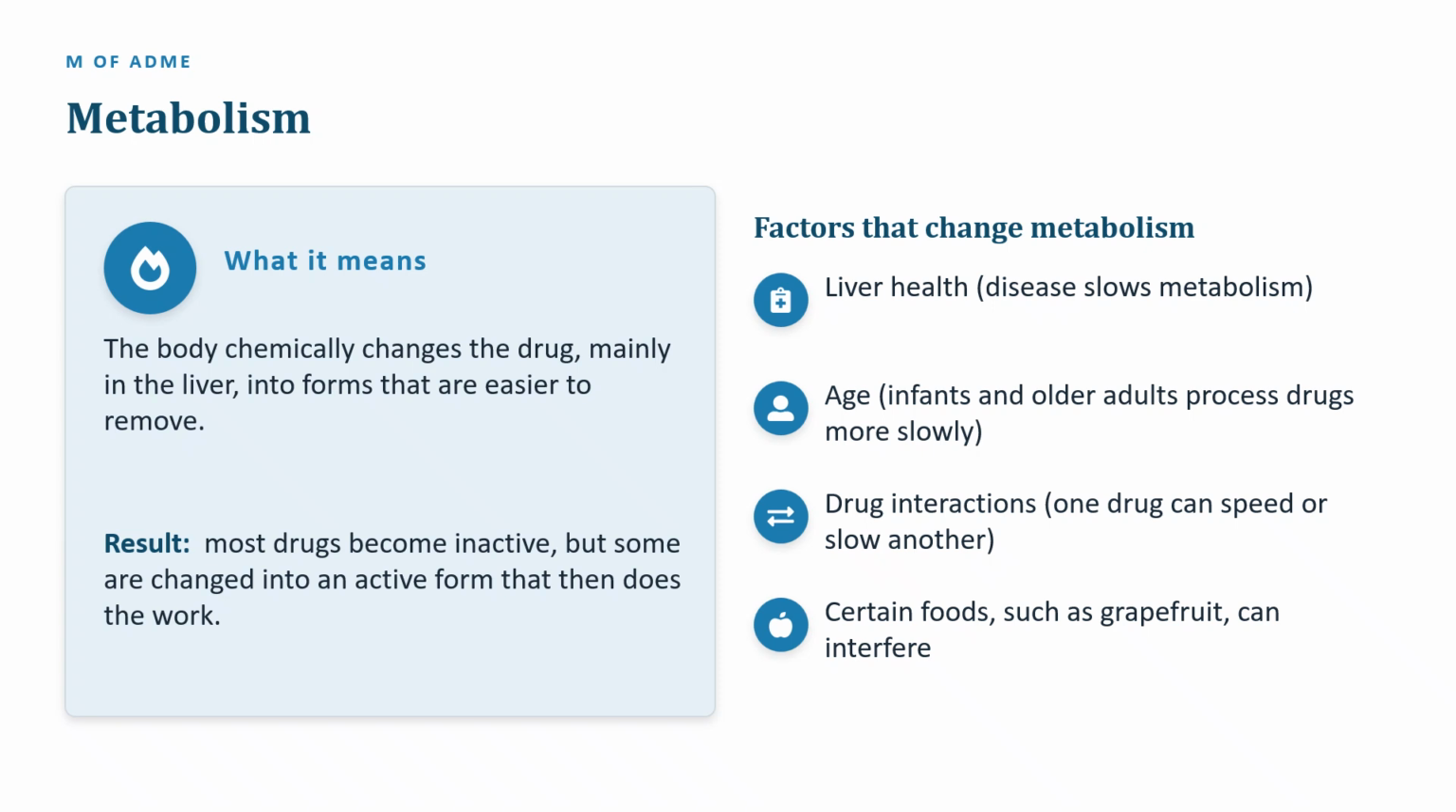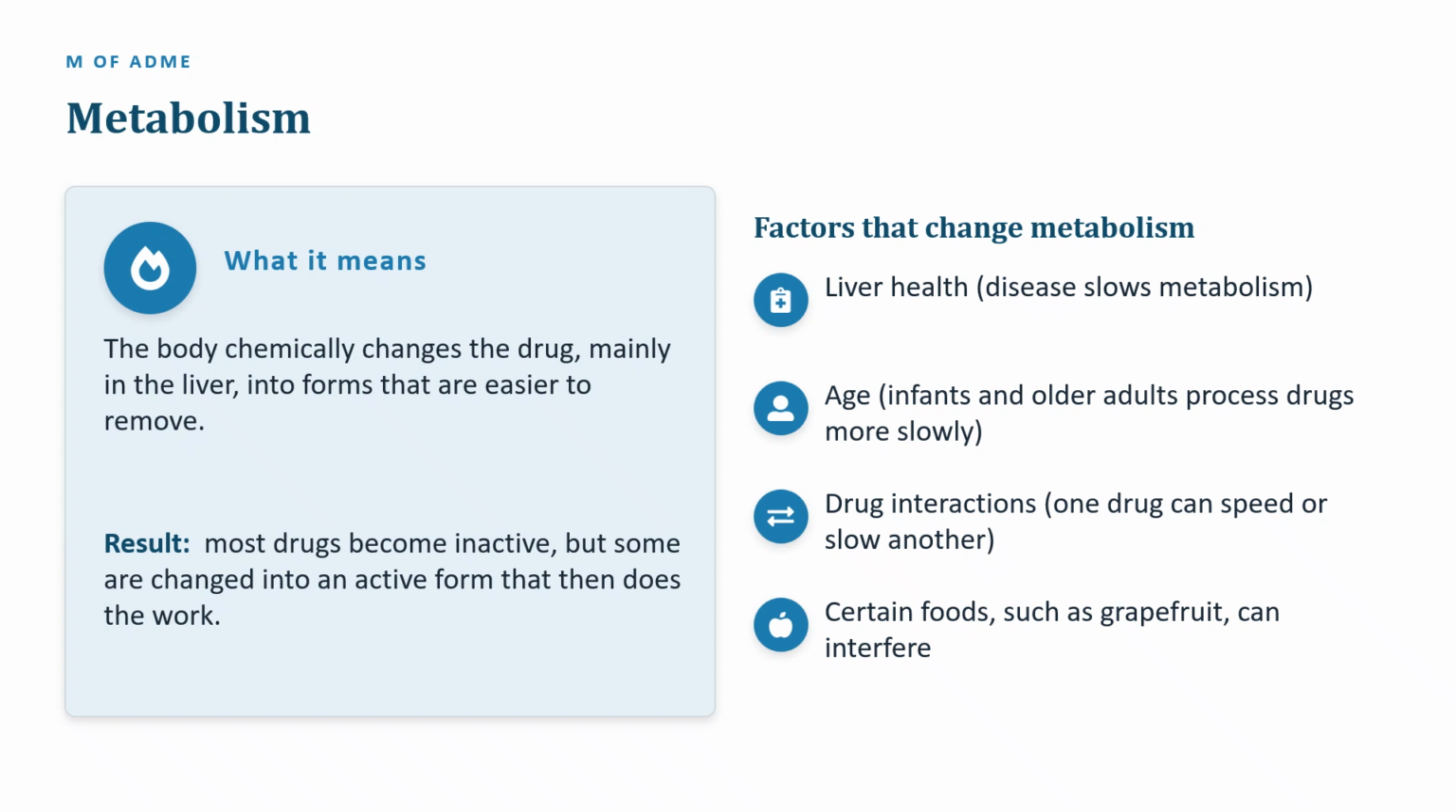The letter M represents the third stage, metabolism. Metabolism is the process by which the body chemically changes the drug, and this happens mainly in the liver. The general purpose is to transform the drug into forms that are easier for the body to remove. Look at the result box on the lower left, because there's a very important nuance here.